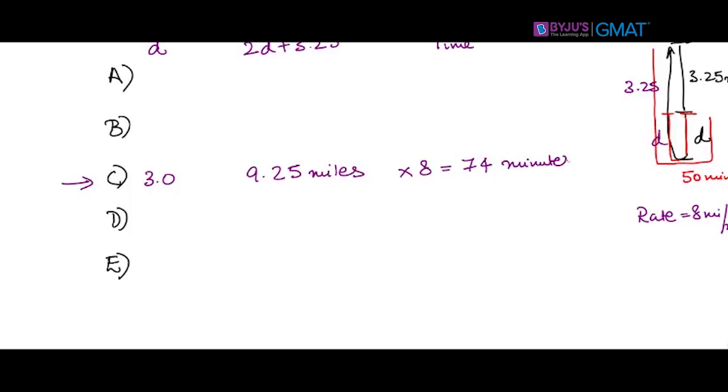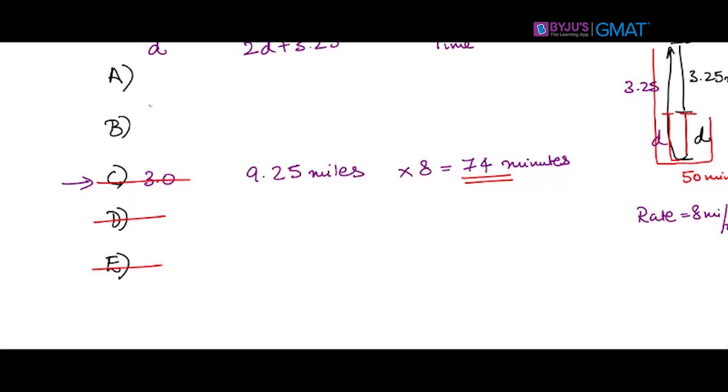According to the question, how much time should he be taking? Only 50 minutes. Since 3 gives you 74, which is way more than 50, definitely a value greater than 3 will give you an even higher time. So C goes out, D goes out, E goes out. It's up to you which answer option you want to check now. Whether you check A or B, you will get your answer.